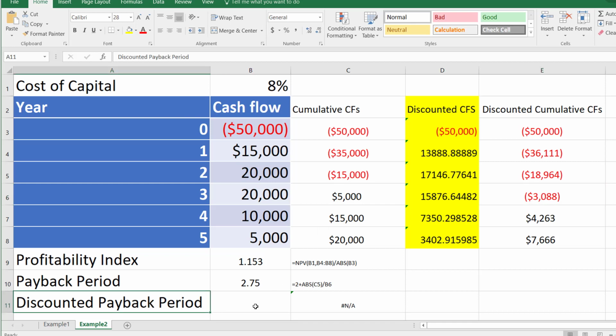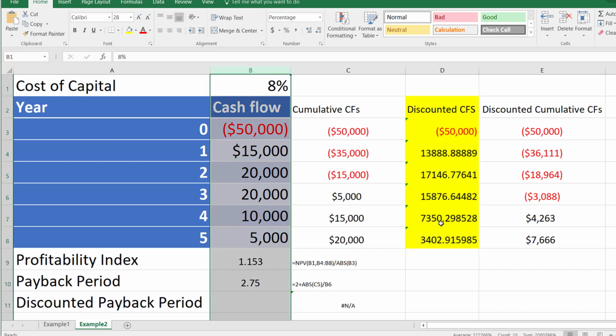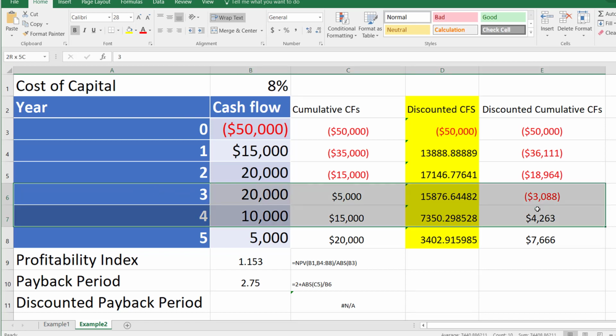Now, what is the discounted payback period? It means how long it takes to recover your money based on discounted cash flow, not based on the nominal cash flow. Looking at this example, you invested 50,000, and after year 1 you still need 36,111 to recover, and after year 2 you still need 18,964. So you see the sign on the cumulative cash flow goes from negative to positive between year 3 and 4.